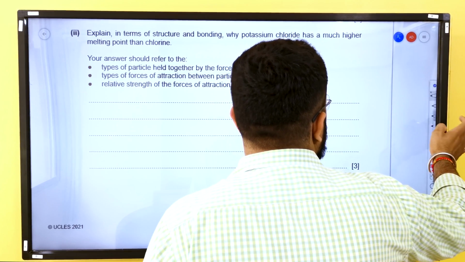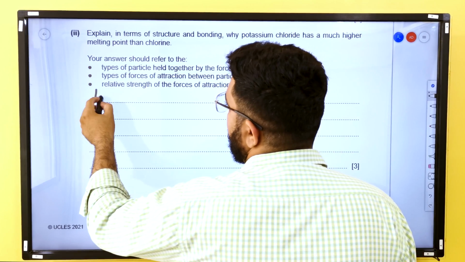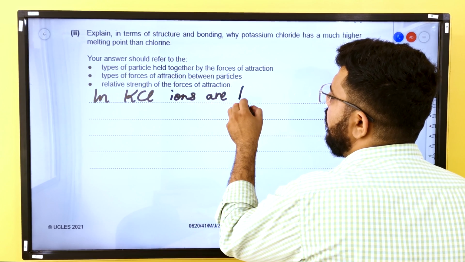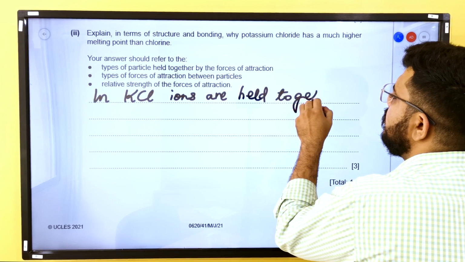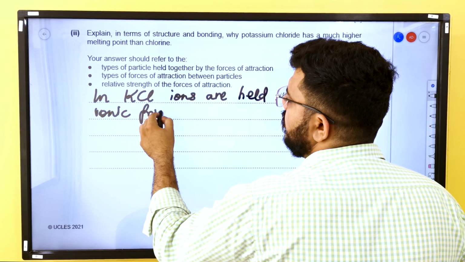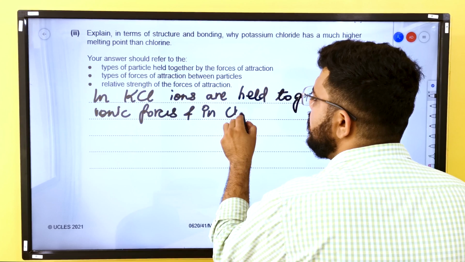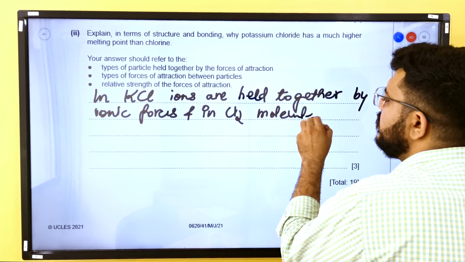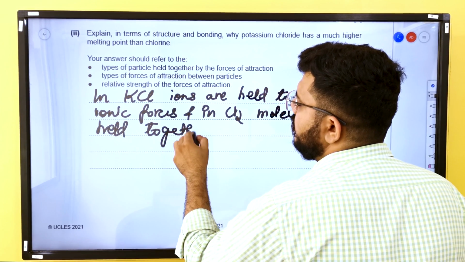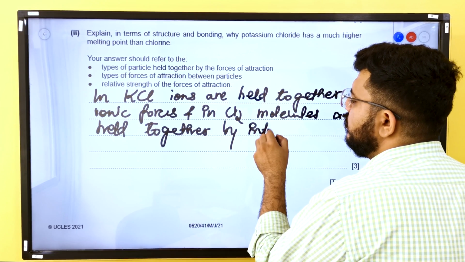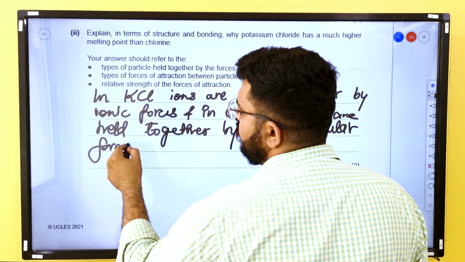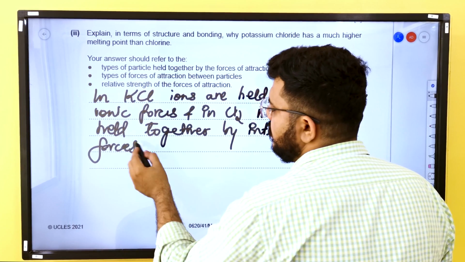Okay, so let's just quickly write that down. Type of particles: in KCl, ions are held together by ionic forces, and in Cl2 molecules are held together by intermolecular forces, right? Two Cl2 molecules are attracting each other.